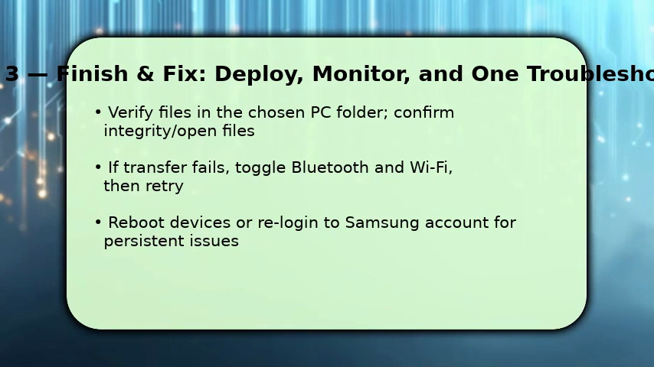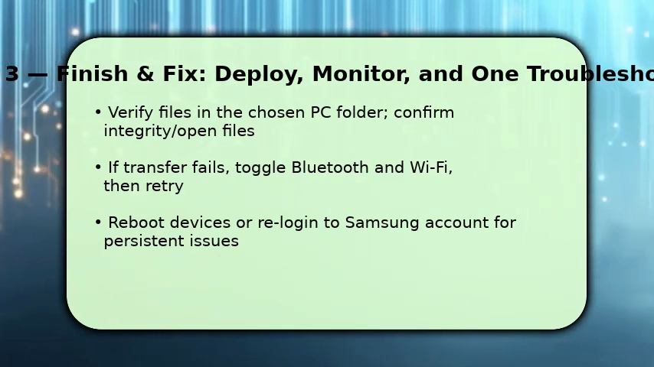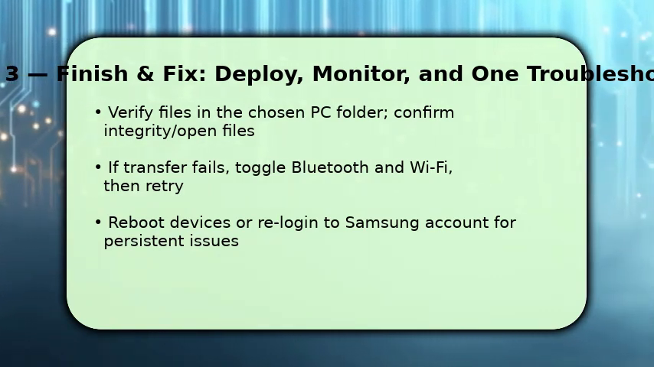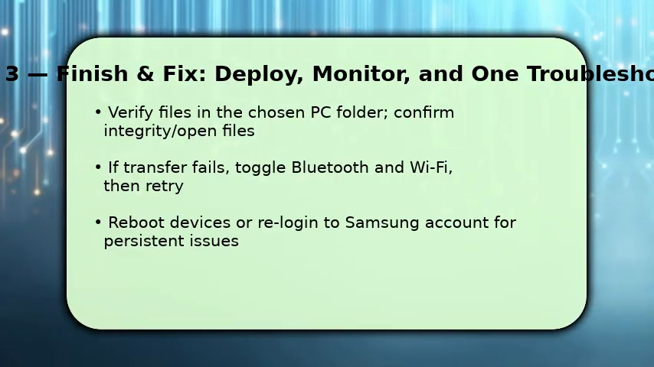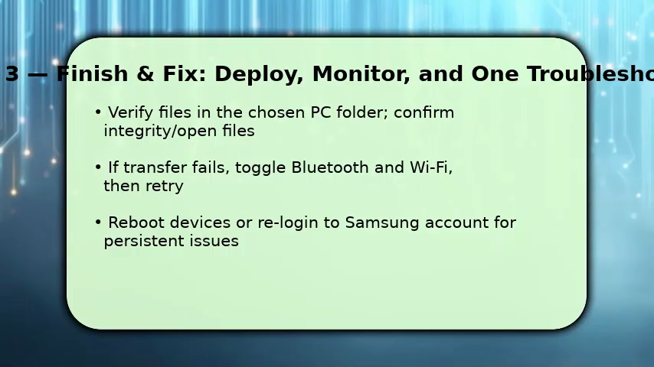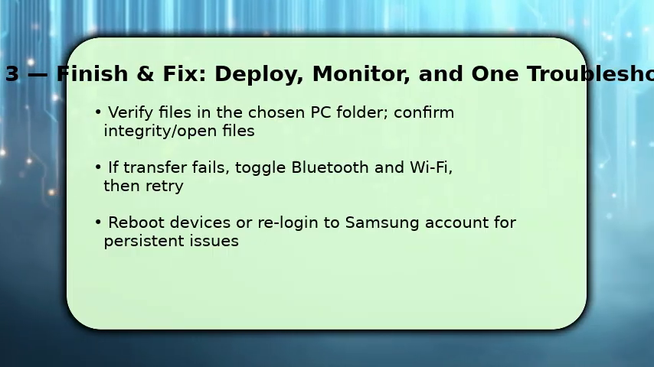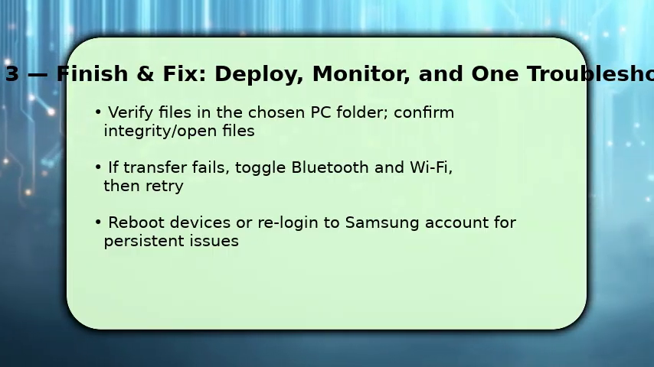You finish by checking the PC folder to confirm files transferred correctly, opening a few to validate integrity. If a transfer fails, first toggle Bluetooth and Wi-Fi on both devices and try again. Intermittent radios often fix the problem.